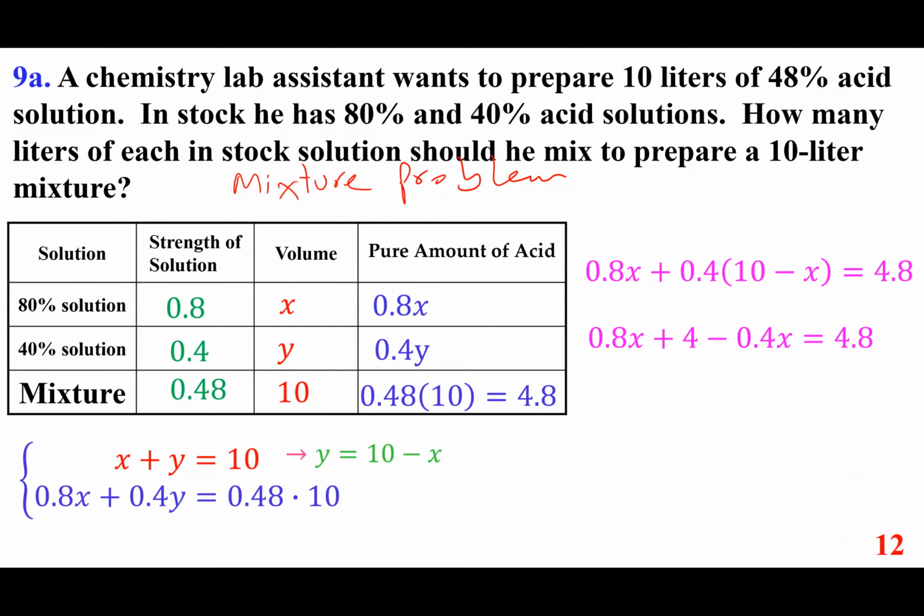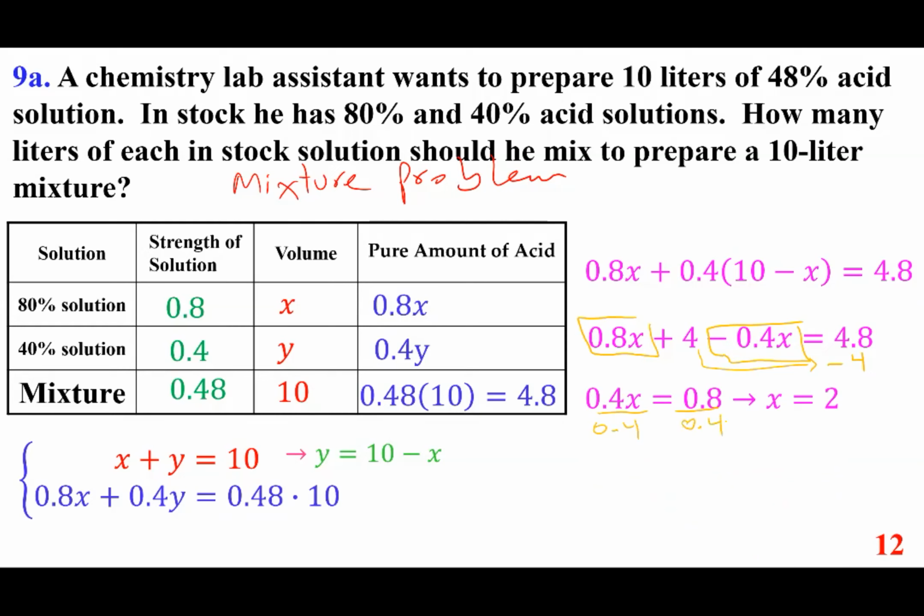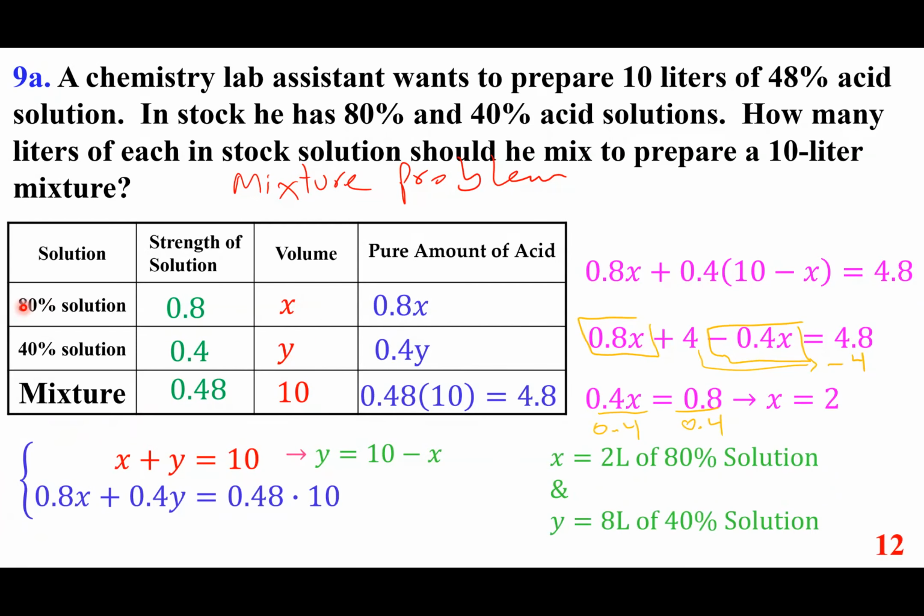So what happens next is that you can combine these two to 0.4x. You can subtract 4 and you get 0.8 on the right. And of course, if you divide by 0.4, you get x equals 2. And so if x equals 2, everybody, y must be 8. Therefore, you have 2 liters of what? 80% solution and 8 liters of 40% solution.